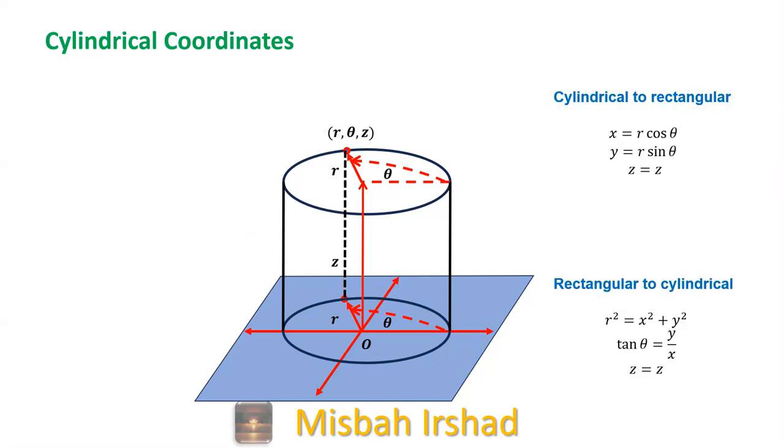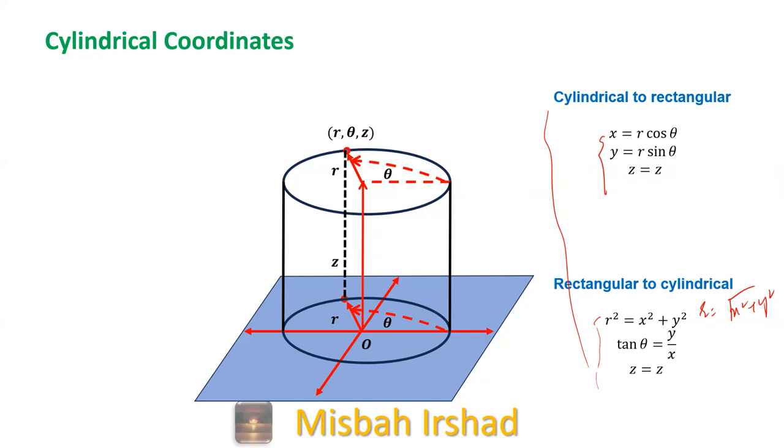So this is the transformation equation. From cylindrical to rectangular, we have these three equations: x is equal to r cos theta, y is equal to r sine theta, z is equal to z. And from rectangular to cylindrical, we have these three equations: r is equal to square root of x squared plus y squared, theta is tangent inverse of y by x, and z is equal to z in both cases. Whenever we need to convert cylindrical to rectangular or rectangular to cylindrical, we are going to use these transformation equations.